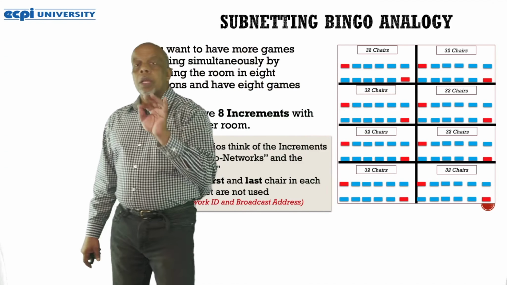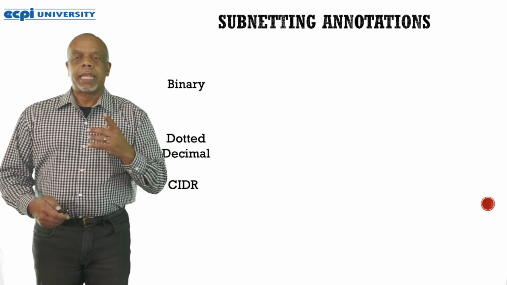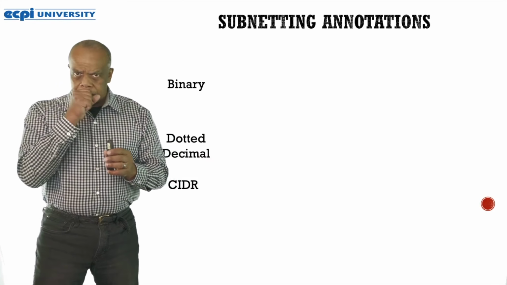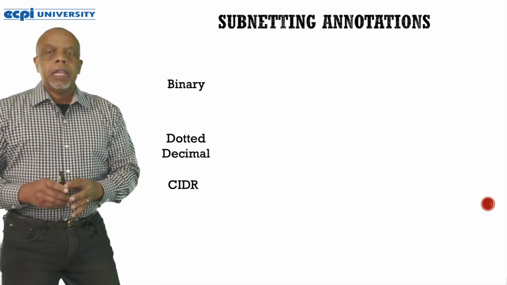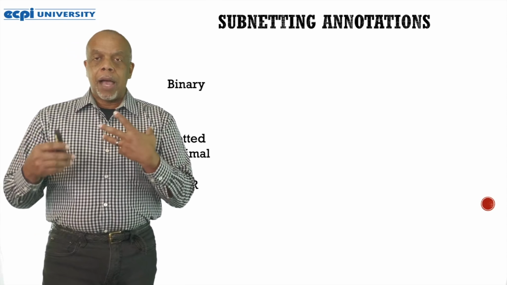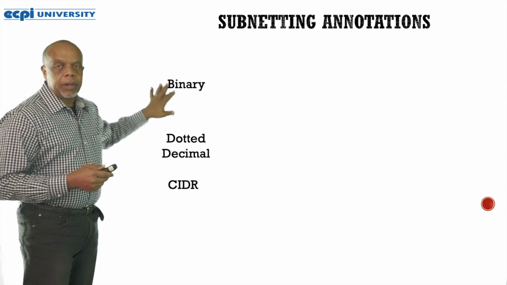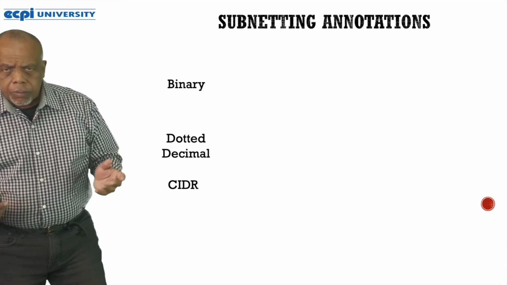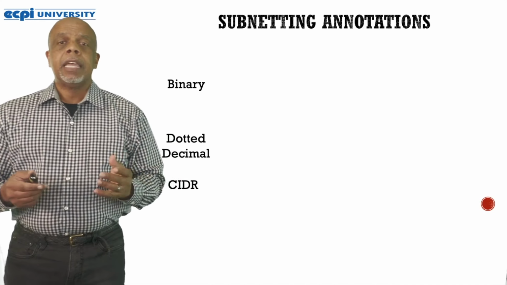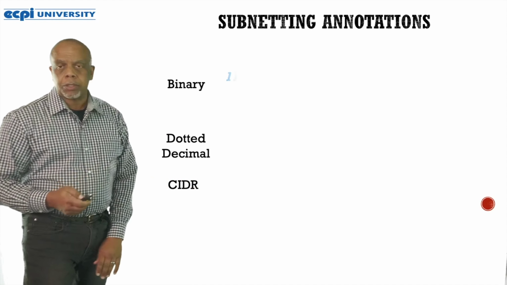Okay, so now let's flip this over and take it from bingo to IP. First thing we want to talk about is how we annotate subnetting. 3 different ways we can do this. We can do it in binary, we can annotate it as dotted decimal, or CIDR. CIDR, or classless inter-domain routing, is how we annotate. That's what CIDR stands for.